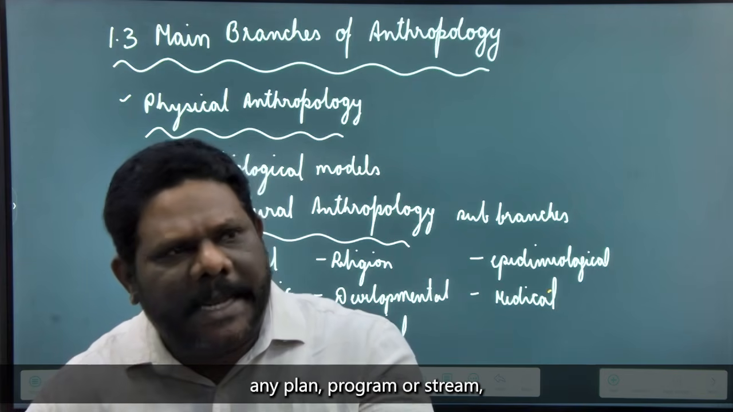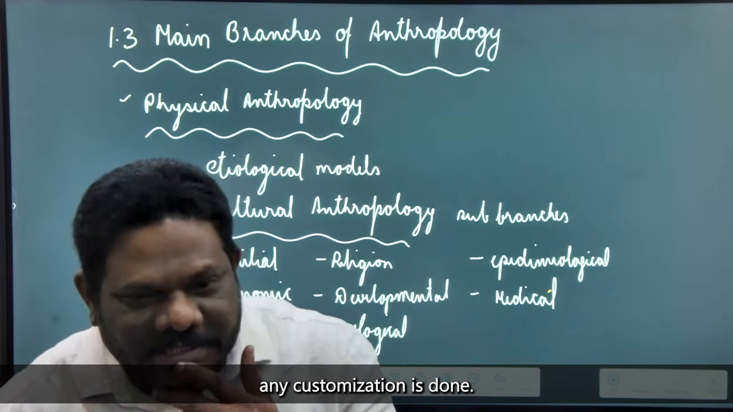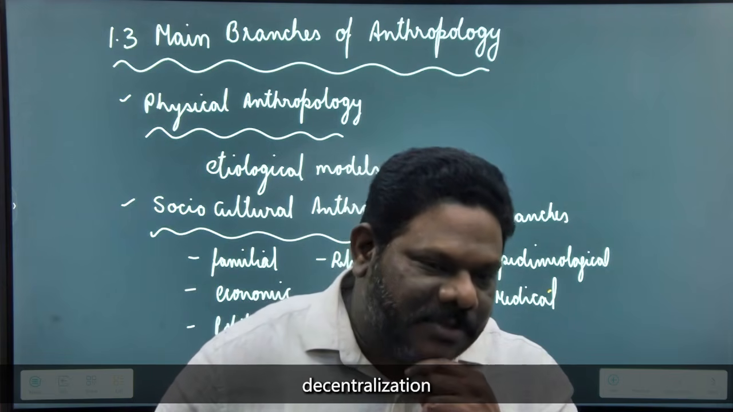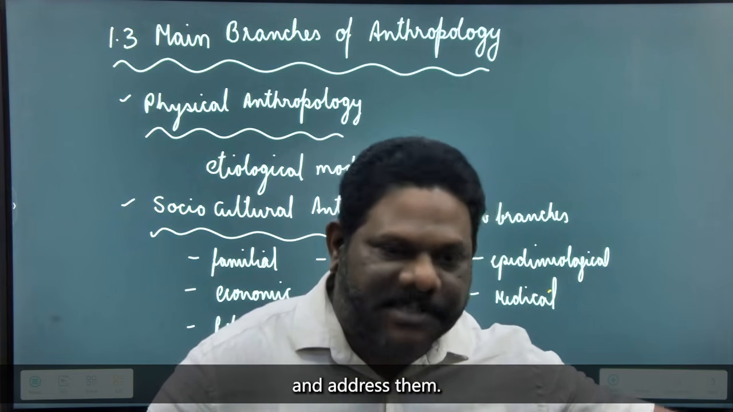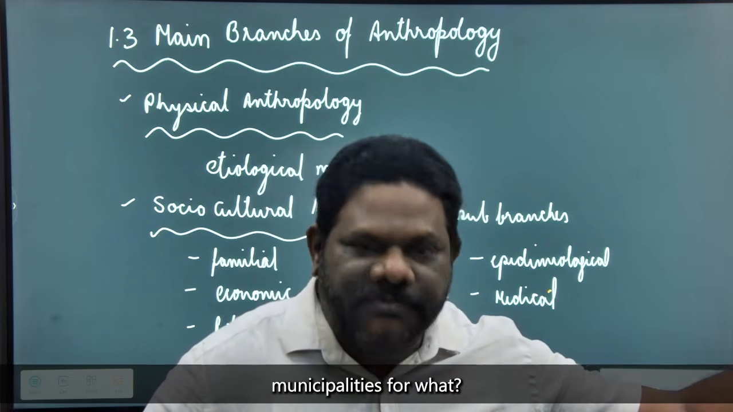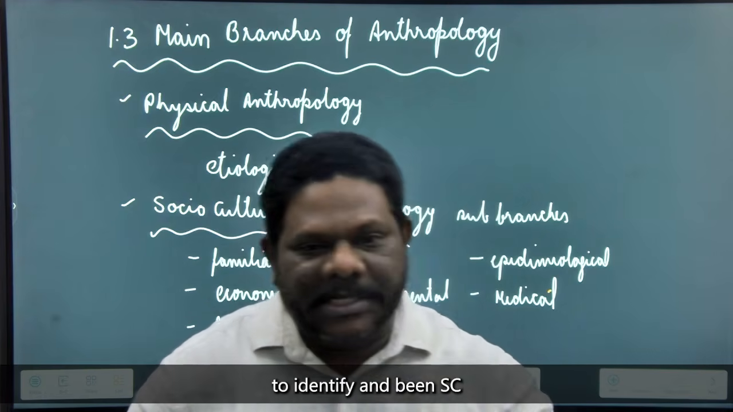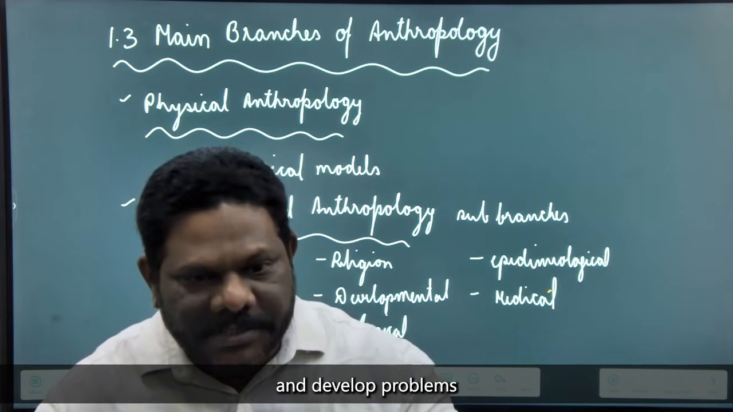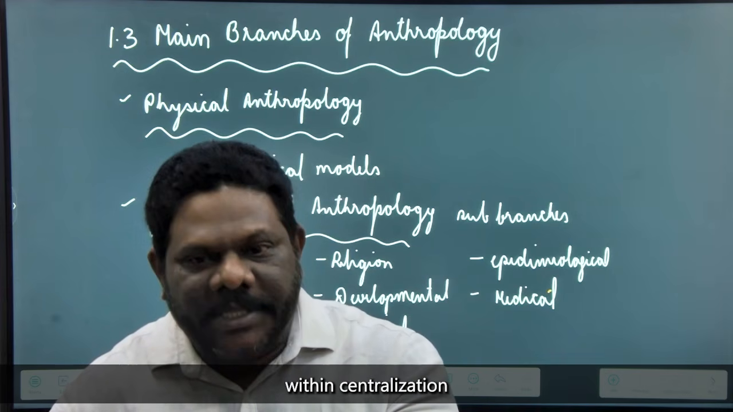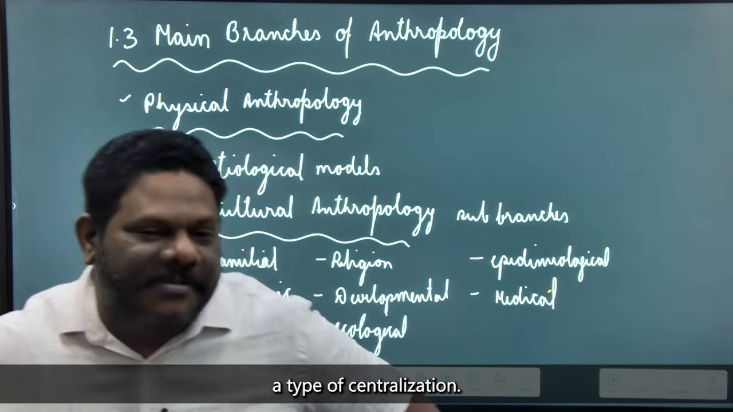Many of them you can see in any plan, program or scheme, even though the suggestions are in the direction of customization, hardly any customization is done. But to overcome such problems, the government has implemented decentralization so that people at the local level will identify and address them. Earlier it was centralization. Decentralization is the establishment of panchayats and municipalities. For what? For better administration at the grassroots level. Why? Because they are able to identify their needs. A village panchayat is able to identify their needs and develop or implement programs or policies, isn't it? So within centralization there is some type of decentralization also, and within decentralization there is again a type of centralization.